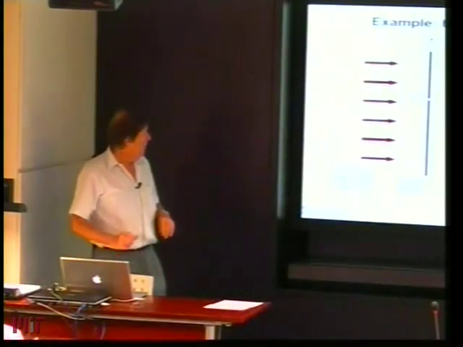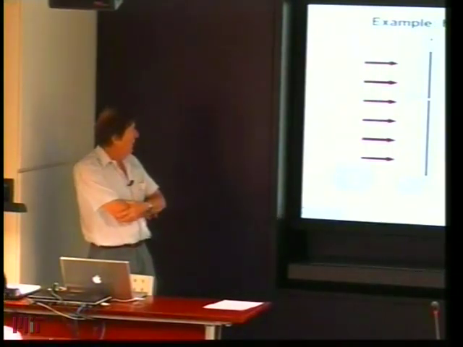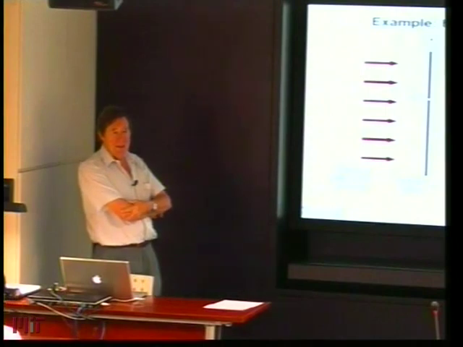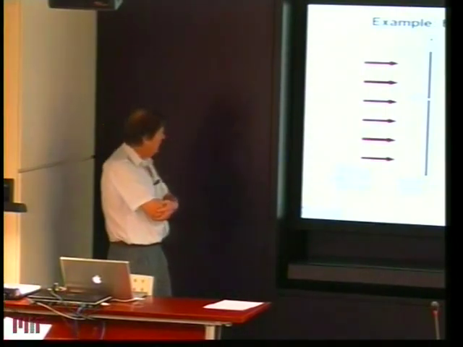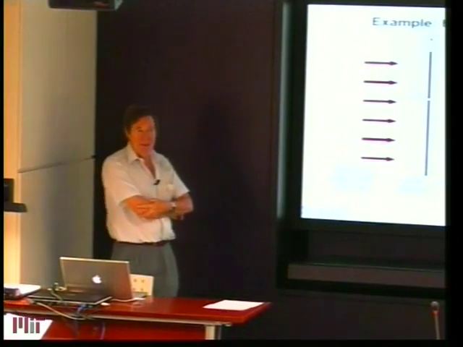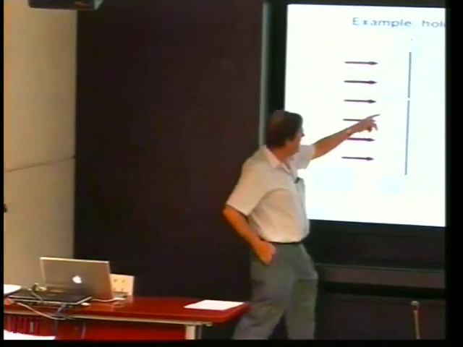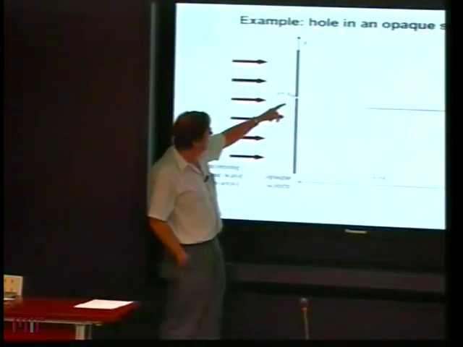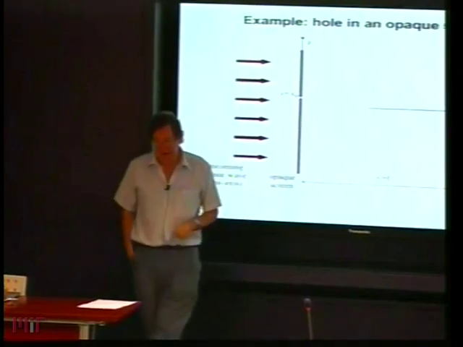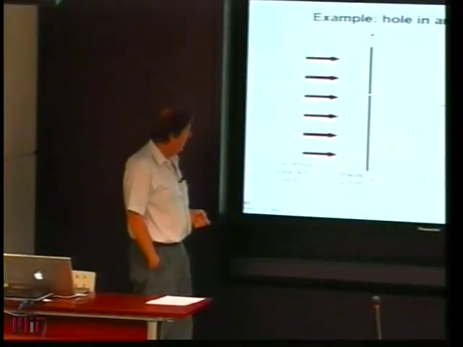Okay, so example, a hole in an opaque screen. I guess this is pretty well the simplest example you could possibly think of. Well, no, I suppose the opaque screen with no hole in would be even simpler. Then you wouldn't see anything. But what we do is we just have a very small hole in this. And so this is going to act like a source that's going to radiate like a spherical wave.